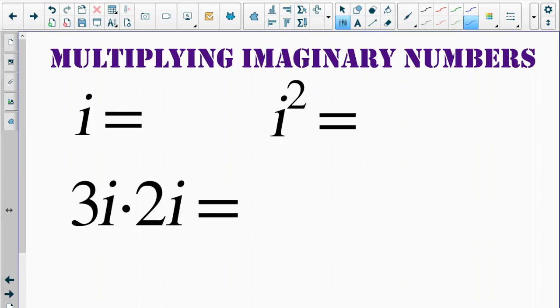All right, so welcome back. Today we're going to multiply imaginary numbers. In our last lesson, we took a look at adding and subtracting as our operations with imaginary numbers, or i. So in this first example, we're just reminded what i represents.